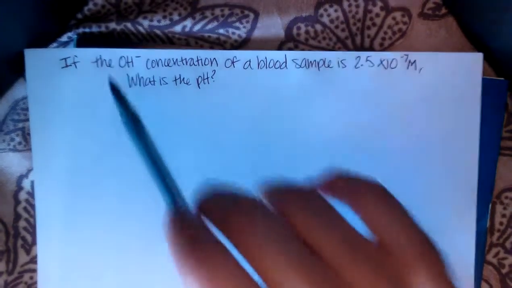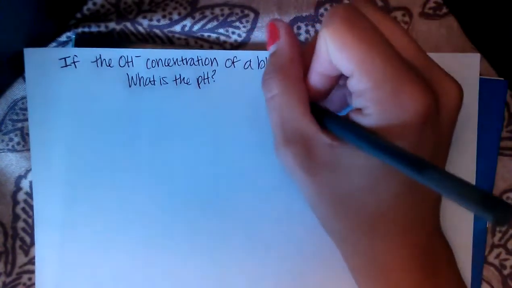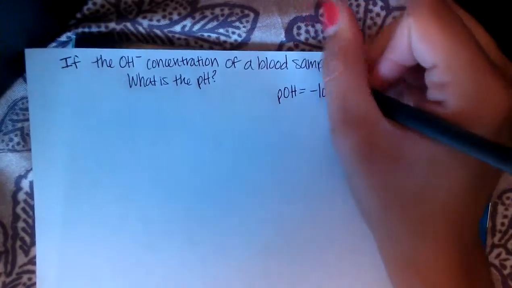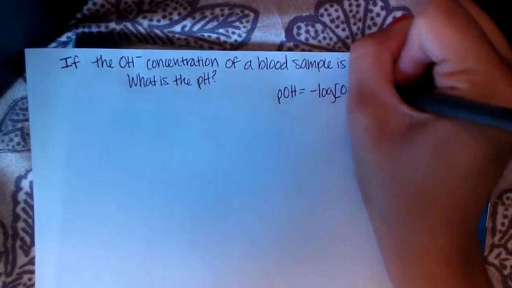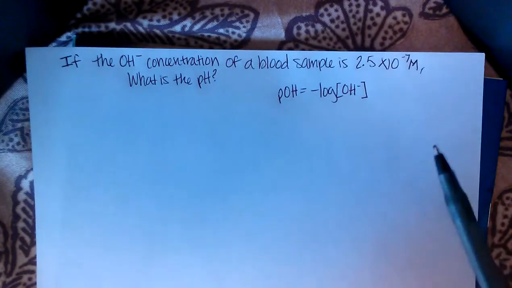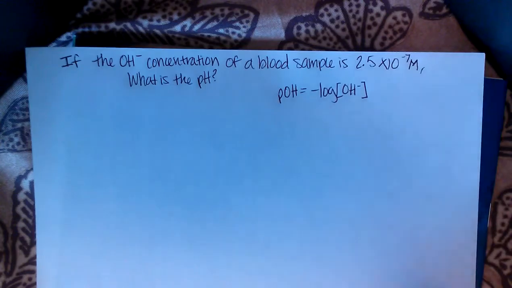So obviously we're starting off with OH minus. So a formula that relates to OH minus is pOH is equal to negative log of the concentration of OH minus. So this is helpful because it gives you the concentration of your OH minus, so you can plug that in here and solve for pOH.